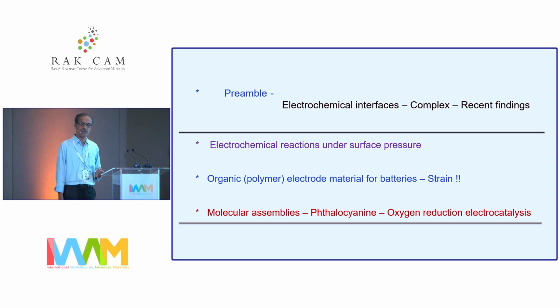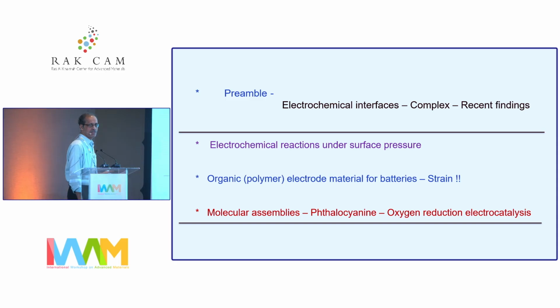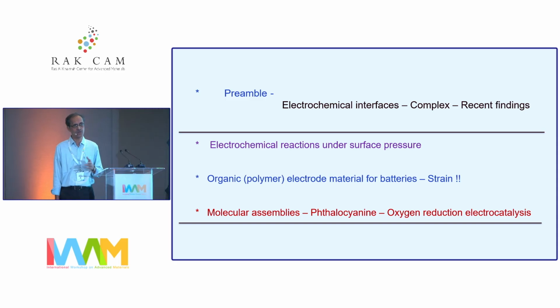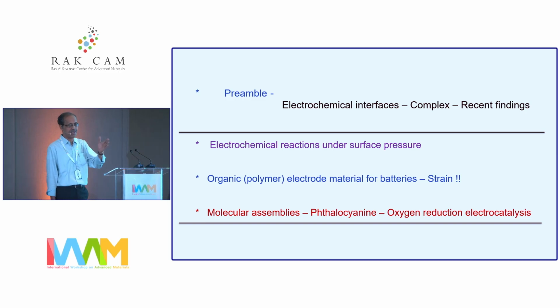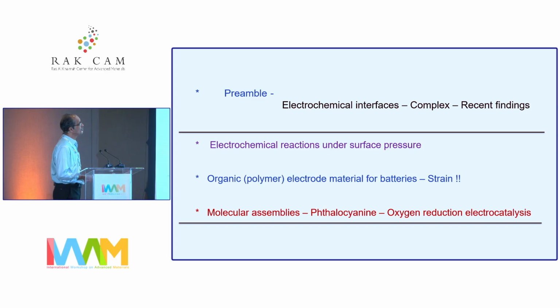Many of these interfaces, if they have some conductivity, will have a huge electric field at the interface, on the order of about 10 to the power 7 volts per centimeter. That's really huge. And that's one of the reasons why electron transfer takes place between a species moving around in the solution and an electron on the electrode surface. It's pretty complex.